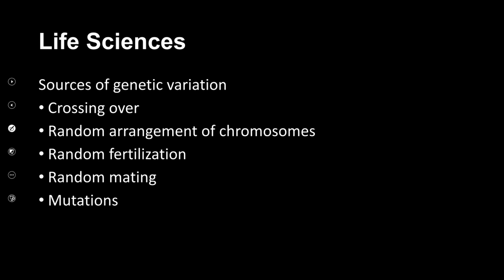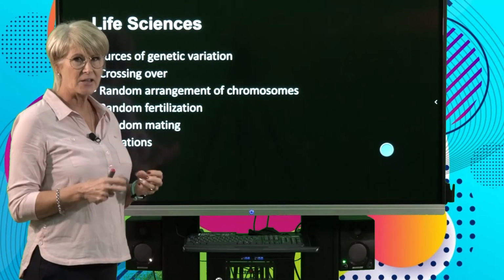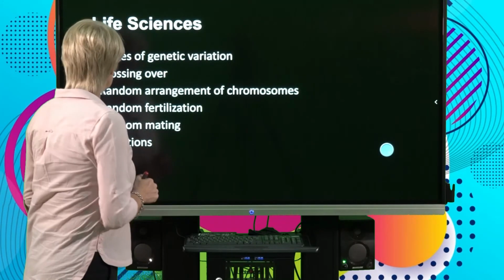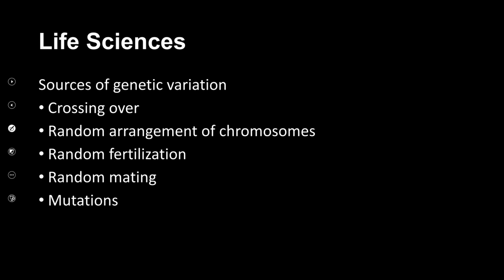Now let's see where genetic variation comes from. All of these sources of variation you have actually studied earlier on in the year. The different sources of genetic variation are the following. The first one is crossing over, and crossing over, we know, takes place during prophase 1, and only during prophase 1.